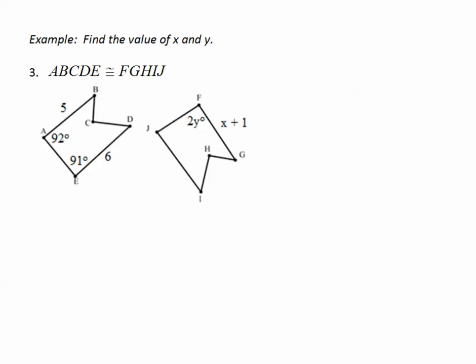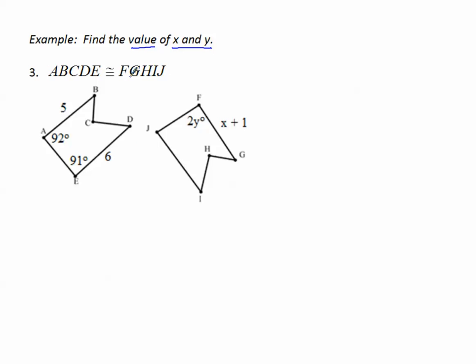Let's see how else this is useful. Find the value of x and y. Figure ABCDE is congruent to figure FGHIJ. There's no triangle symbol here because these are not triangles. Anything more than 3 letters, we don't really need a symbol in front of the letters.